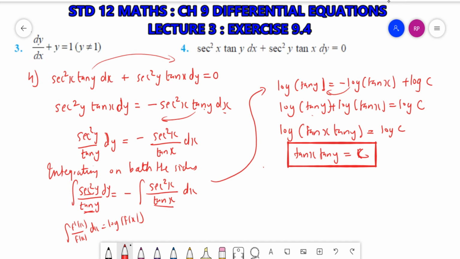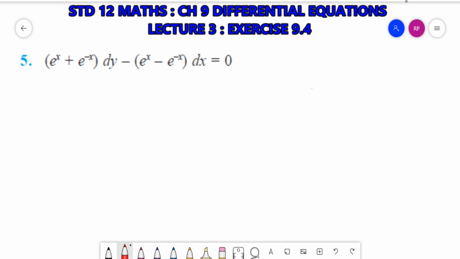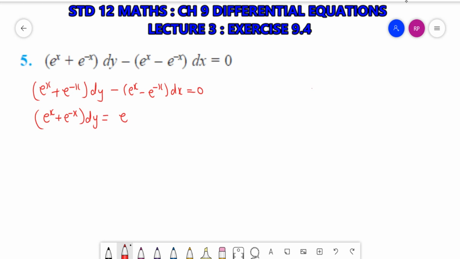Now let's move to the next question, that is question number 5. Question number 5, e raised to x plus e raised to minus x dy, minus e raised to x minus e raised to minus x dx equal to 0. Let's write it down. E raised to x plus e raised to minus x dy equal to e raised to x minus e raised to minus x dx. And this goes on the other side, it will become plus.